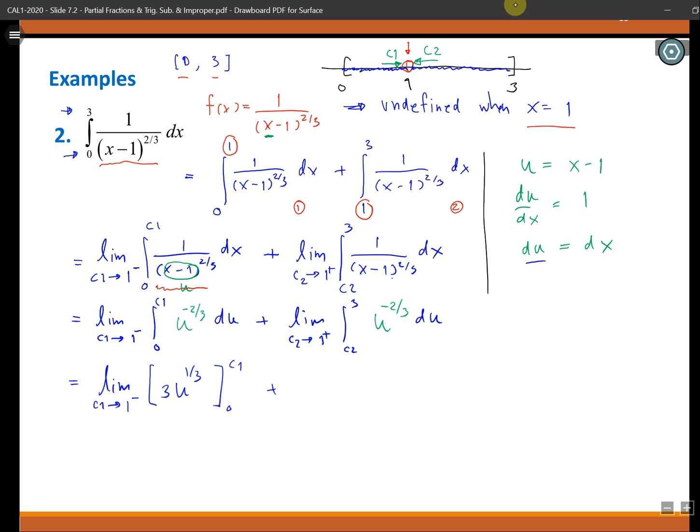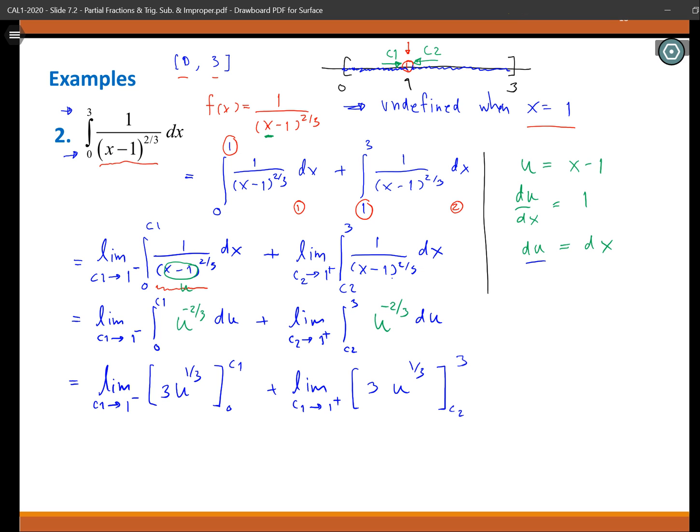Same thing here, limit as C2 approaches 1 from the right hand side, we get the same result, so it's just a repeat here. 3 u to the power of 1 over 3, and this is evaluated at 0 and at C2 and 3.